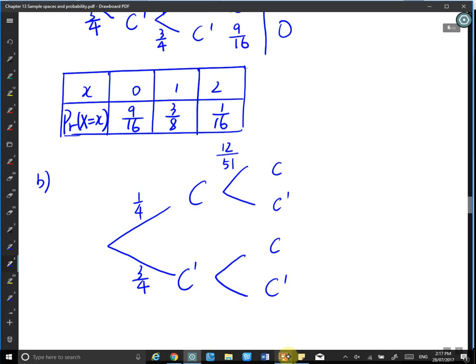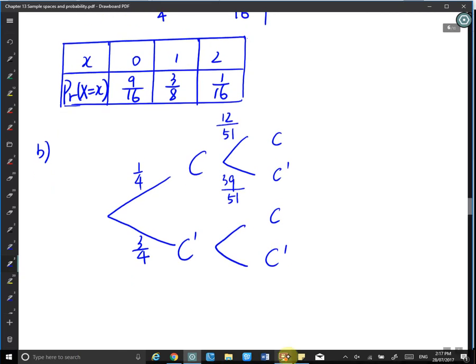Okay, how about this one? This is still 51. How many non-clubs are left in the cards? What's my numerator? 38 or 39? 39. Because no non-club has been taken. The one you take is a club. Okay, so you still have 39 out of 51 of not club.